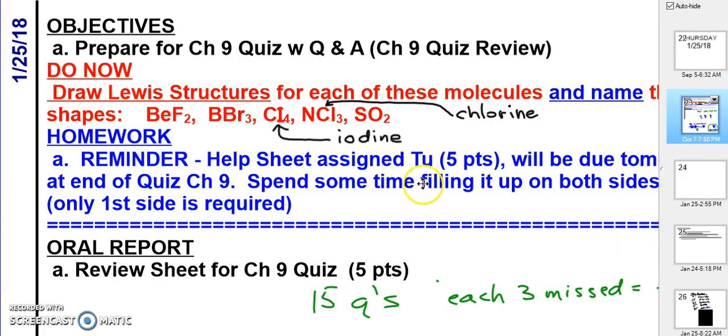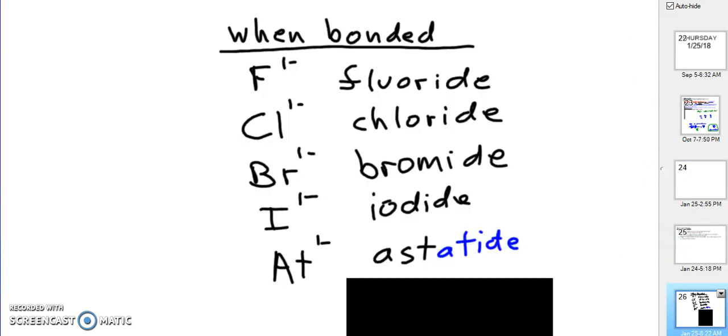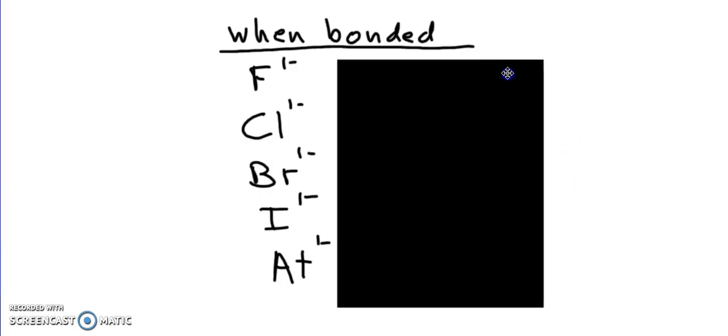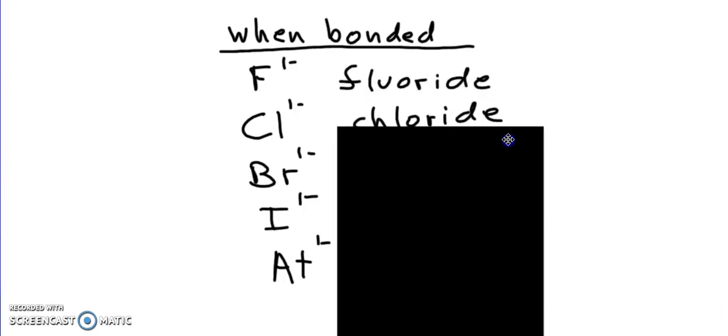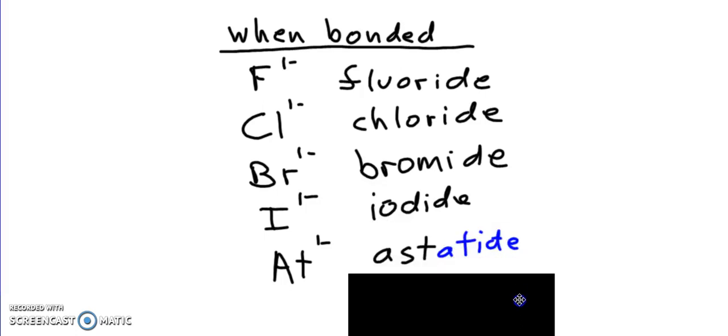Okay, today in class we were going through the prefixes that you'll be needing to know to name things for tomorrow, and we saw that fluorine would go to fluoride, chlorine as an ion would be called chloride, bromine as an ion, see he's got this extra 1 minus, okay? It means he has one extra electron. That makes him an ion, and he's called bromide. Iodine becomes iodide, and astatine becomes astatide. Thank you. All right.